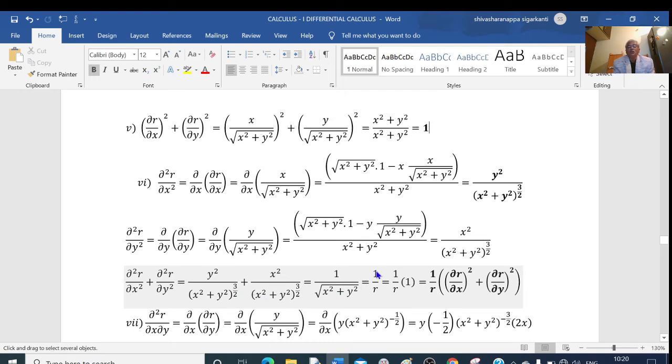This is equal to 1 by r, since we can write this as r. 1 by r can be written as 1 by r into 1. Already we have put (∂r/∂x)² + (∂r/∂y)² is equal to 1. So in place of 1, I will put (∂r/∂x)² + (∂r/∂y)².